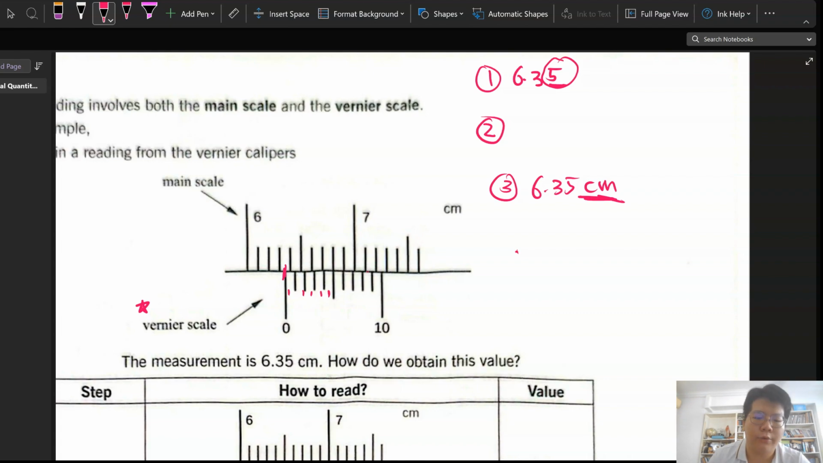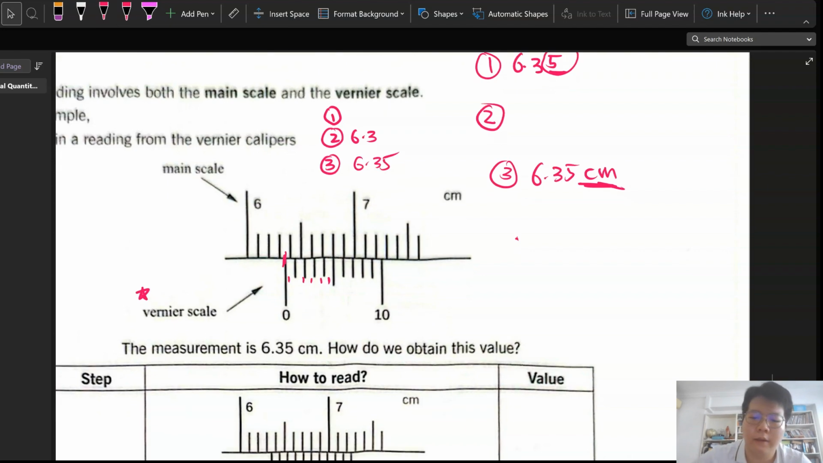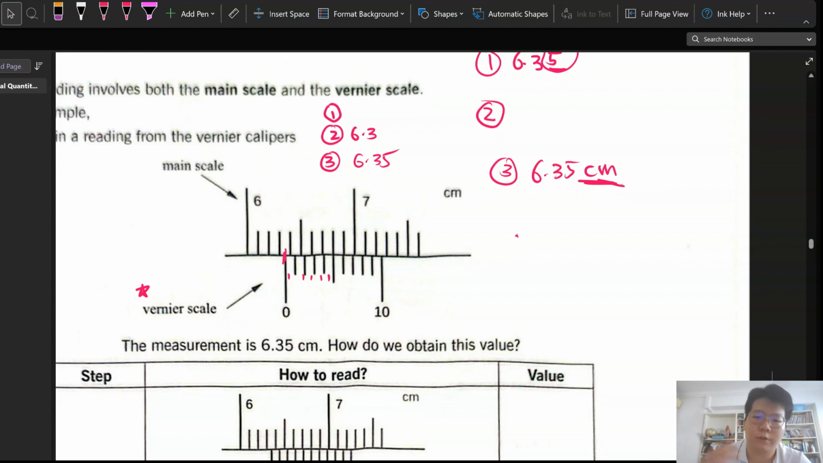So remember, I'll do a brief run through again. The first step is to identify where your vernier scale and the 0 point are. The second step is to identify where it's located. In this situation, it's between 6.3 and 6.4, so it's 6.3 something. The last step is for you to look at the point that coincides, that aligns. In this situation, it's the fifth mark for the vernier scale. So your answer will be 6.35. For those who didn't understand, just do a quick run through again. You can rewind the video.